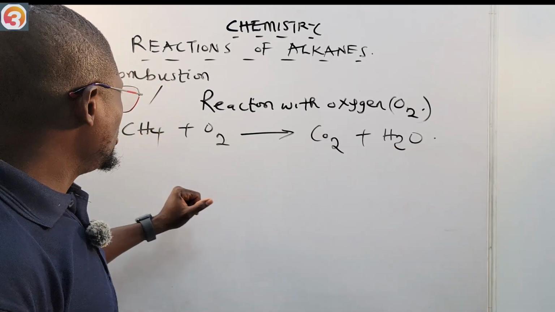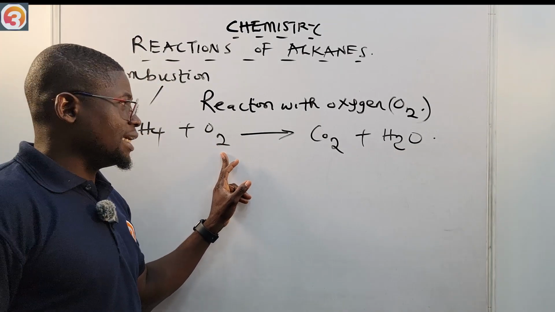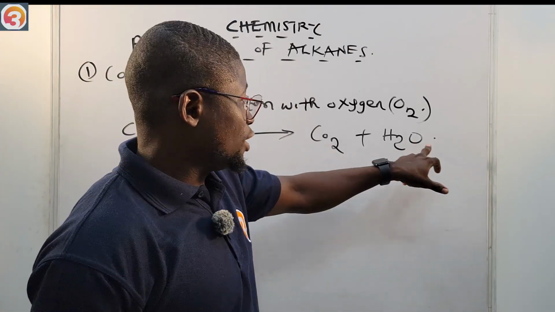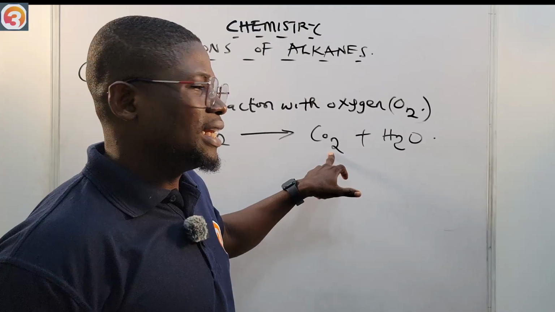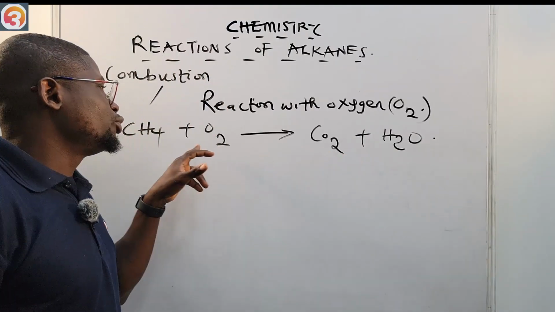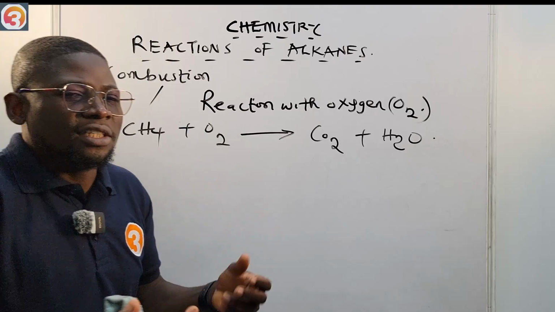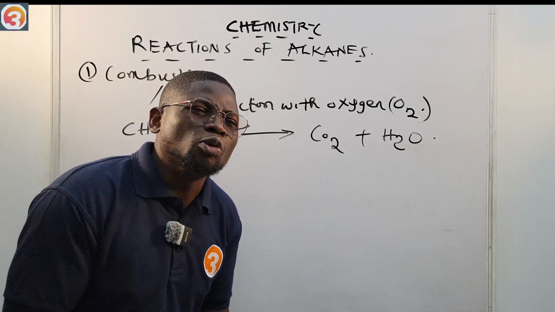What about oxygen? There are 2 atoms here, and on the other side there's 2 in CO2 and 1 in water. 1 plus 2 is 3. So there are 3 atoms of oxygen on the right and 2 atoms of oxygen on the left. That means the left hand side has a deficit of 1 oxygen atom.